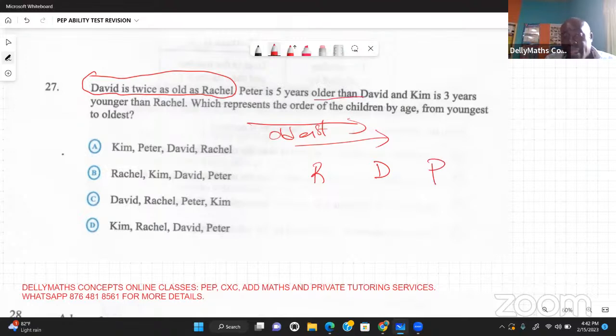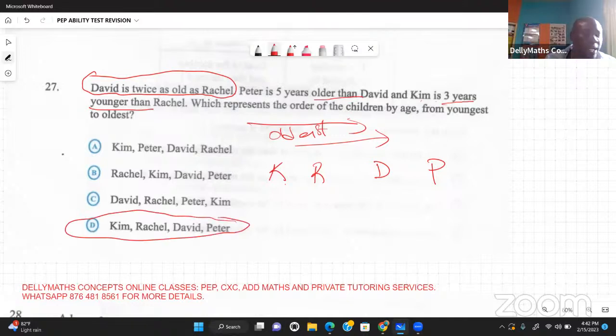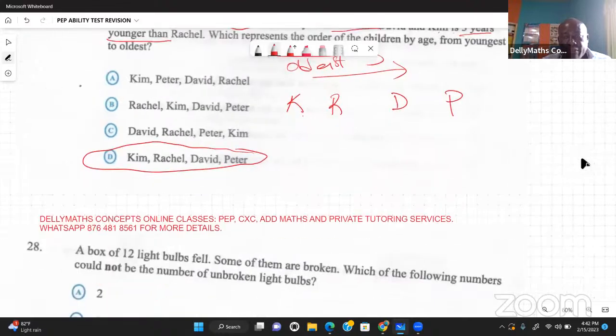All right. And Kim is 3 years younger than Raquel. Kim is 3 years younger, read, younger. So Kim is at the back. All right. So I'm looking for one with Peter at the front and Kim at the back. Peter at the front, Kim at the back. This is it. So a lot of times, a quick diagram to represent your idea is always a good way out.